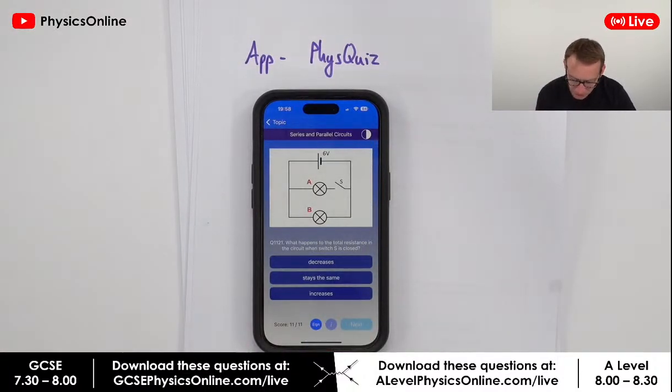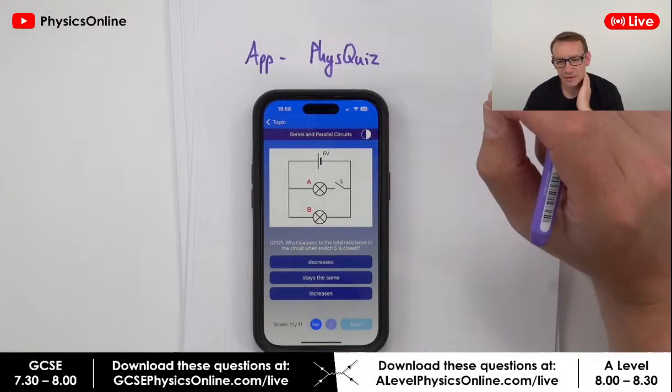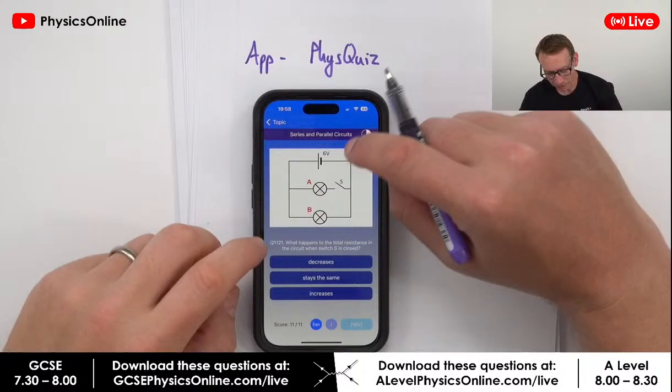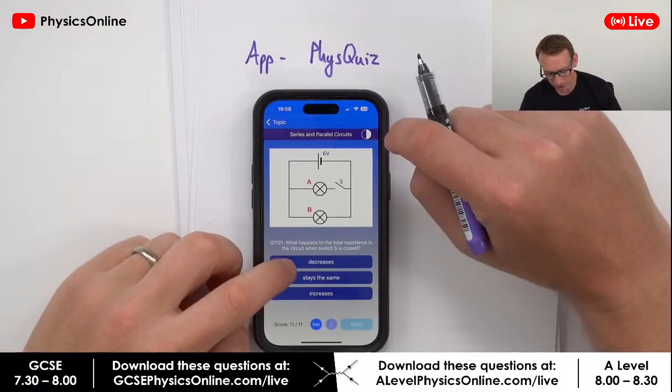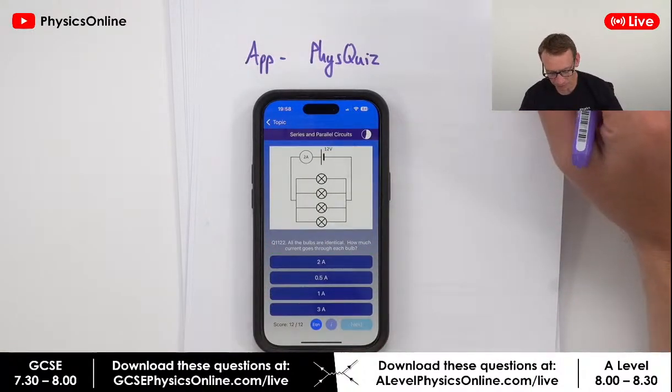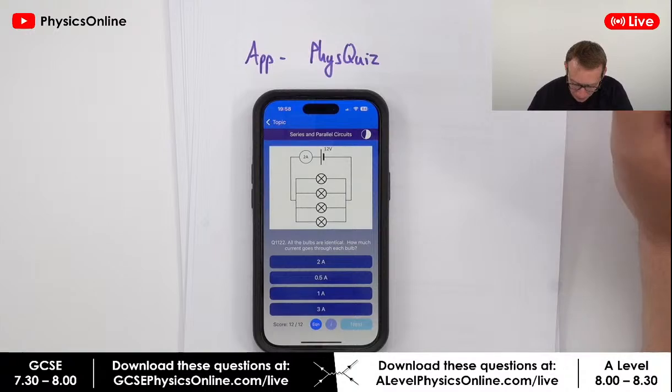What happens to the total resistance in the circuit when switch S is closed? So, what happens to the total resistance in that circuit? People are getting the right answer there. The total resistance decreases. Fantastic stuff, everybody, because now we have more loops in that parallel circuit, so it's going to decrease.